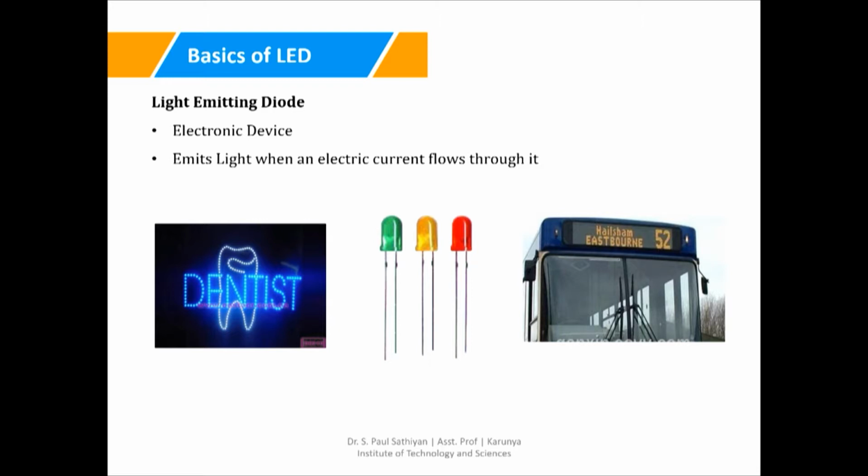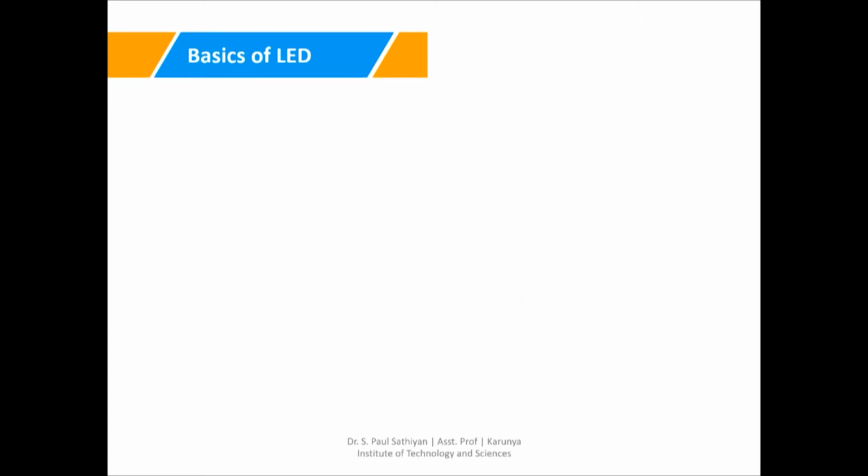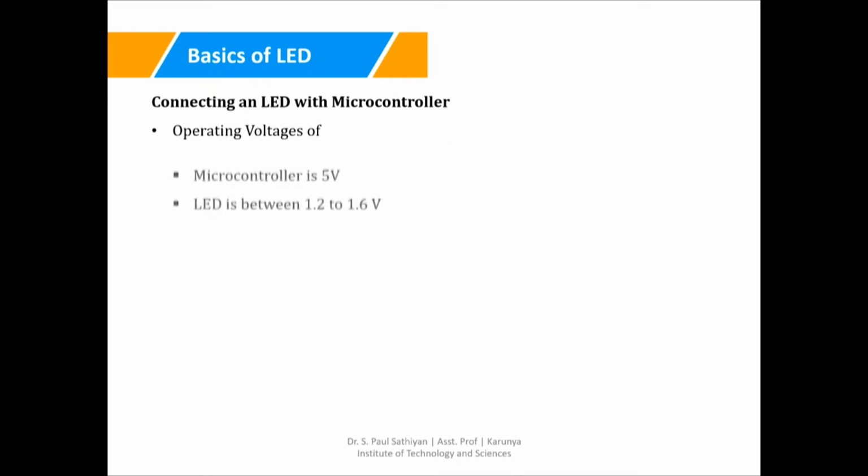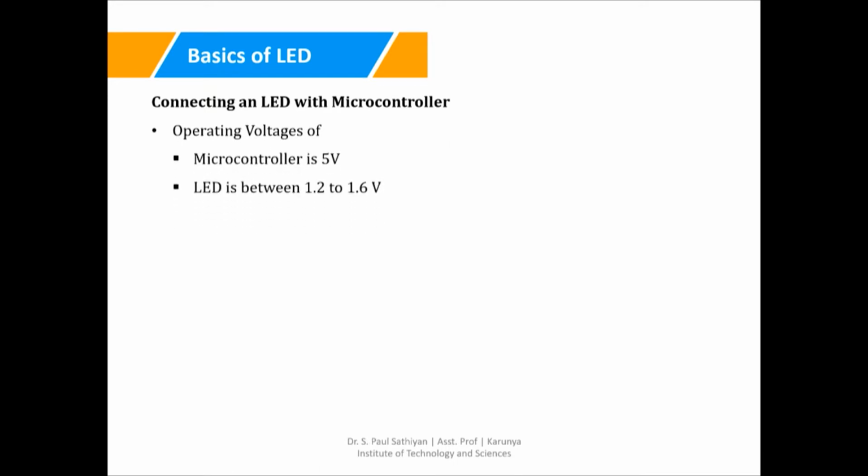When you want to connect an LED with the microcontroller, we should be sure about the operating voltage. Microcontroller normally operates at a 5-volt power supply, whereas an LED, the operating voltage lies between 1.2 volt to 1.6 volt. The maximum current through the light emitting diode is around 25 milliampere.